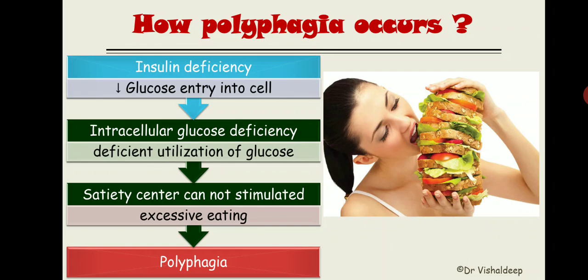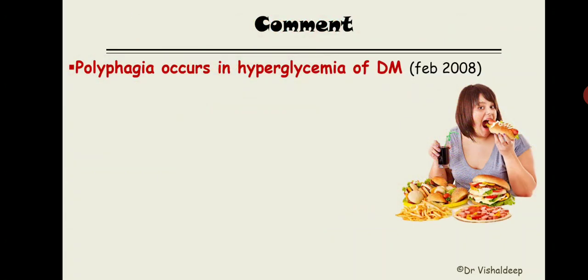Now again from this very slide there is one comment asked. The comment is like this: polyphagia occurs in hyperglycemia of diabetes mellitus. Again you need to write it down, all the things that we mentioned in our previous slide.